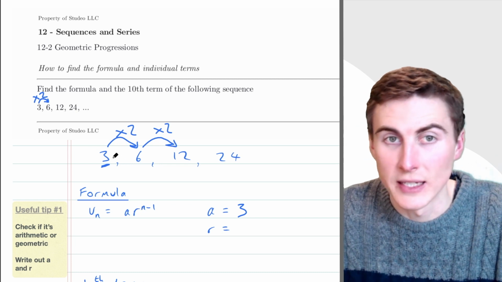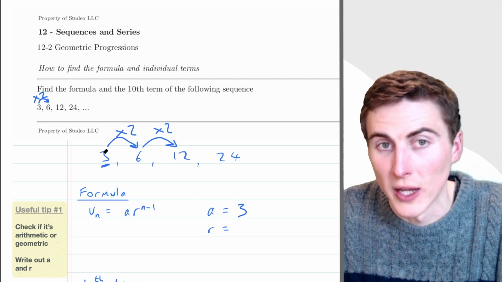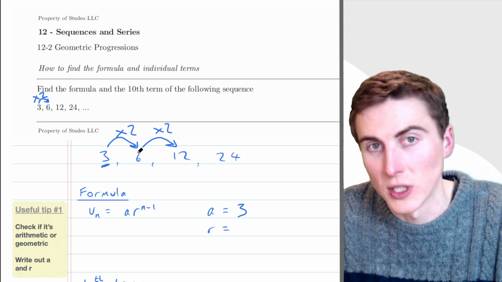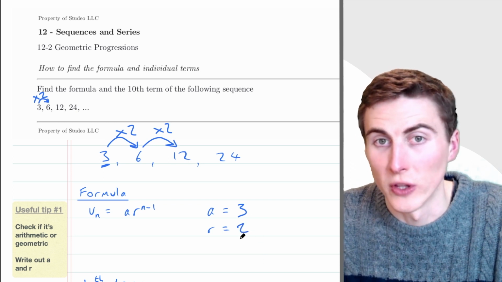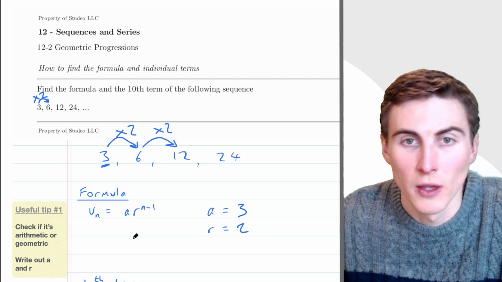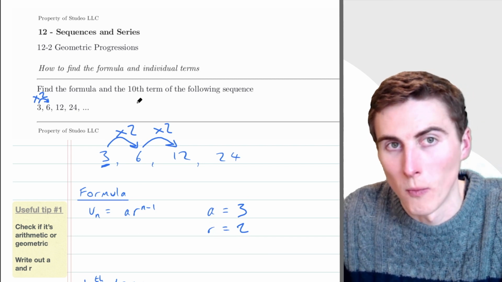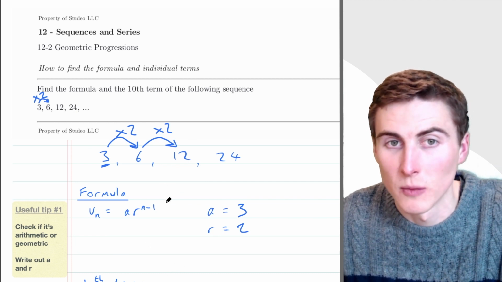Whereas r is the common multiple. So it's what you have to multiply this term by to get to this term. So you multiply this by 2 to get 6, multiply this by 2 and so on. So r is 2. I'm just going to call it the common ratio. And once you know a and r, and also if you need to, you can use a value of n, like we will when we look at the 10th term.